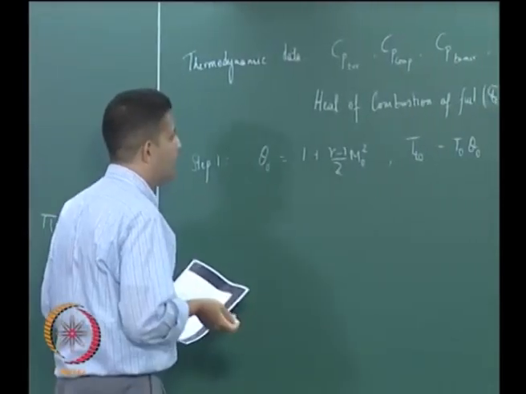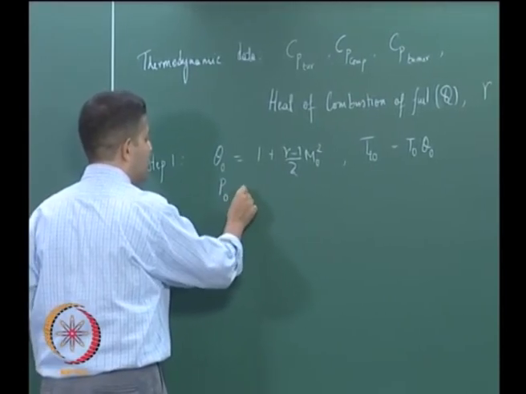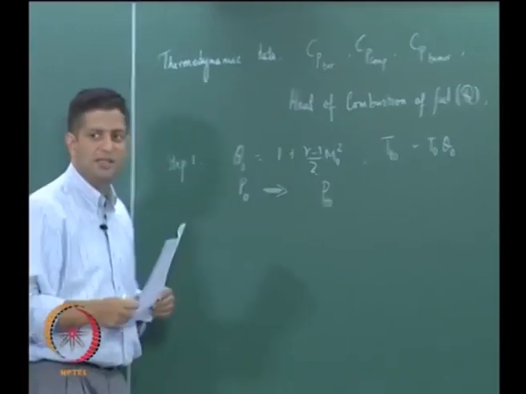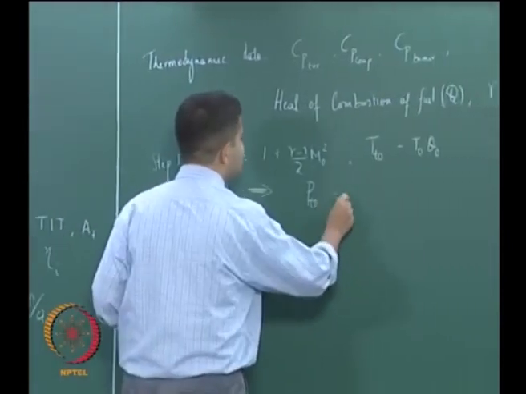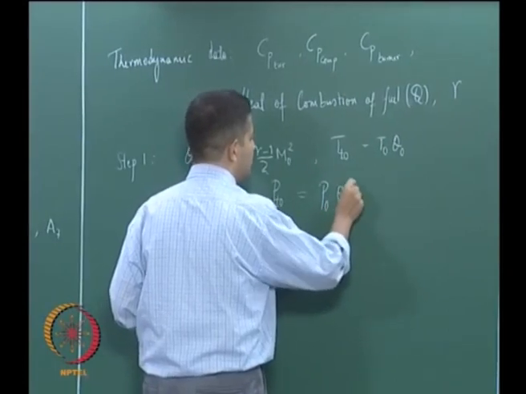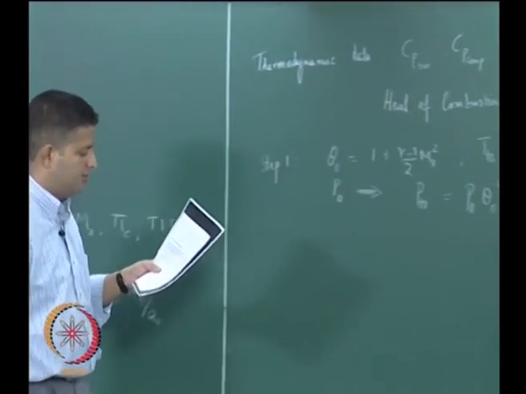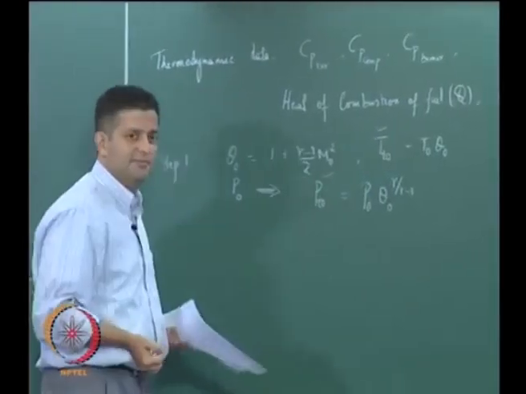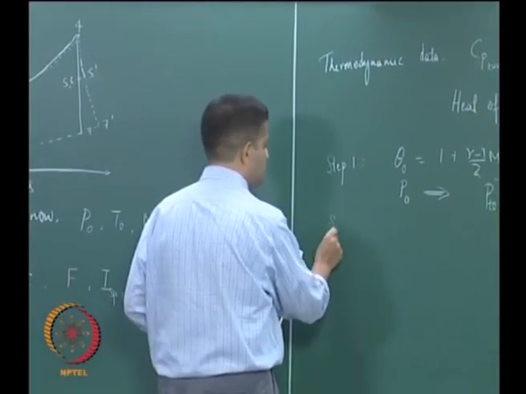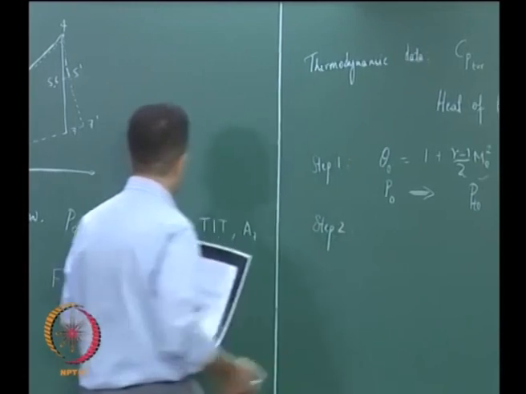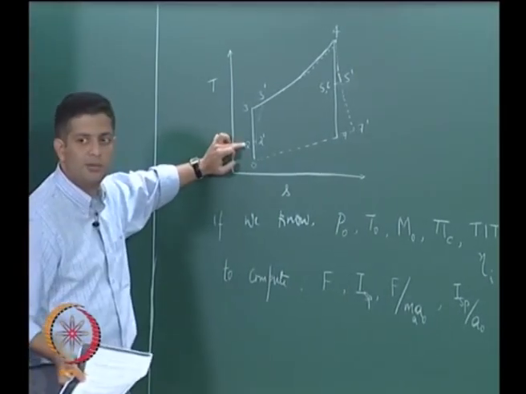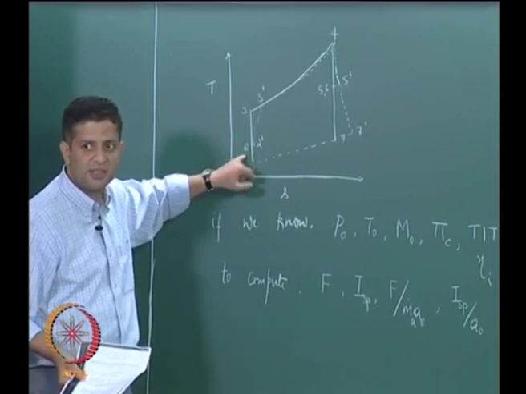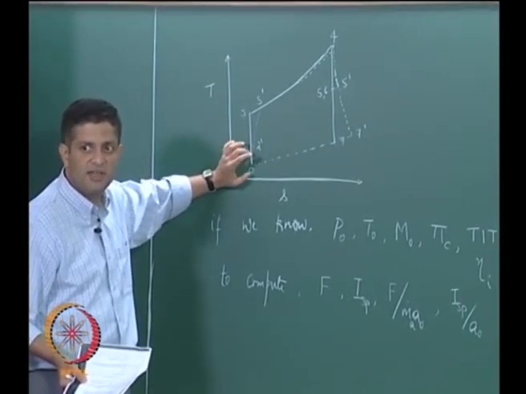And similarly, I know P naught, and I also know theta naught, so I can get PT naught, the stagnation pressure at inlet, as P naught into theta naught to the power of gamma by gamma minus 1. Okay. So we were able to calculate the stagnation conditions here. Fine. Now in the next step, what happens between 0 and 2? This is the intake. Here stagnation temperature remains the same, stagnation pressure changes because of diffuser efficiencies or efficiency of the intake, right.